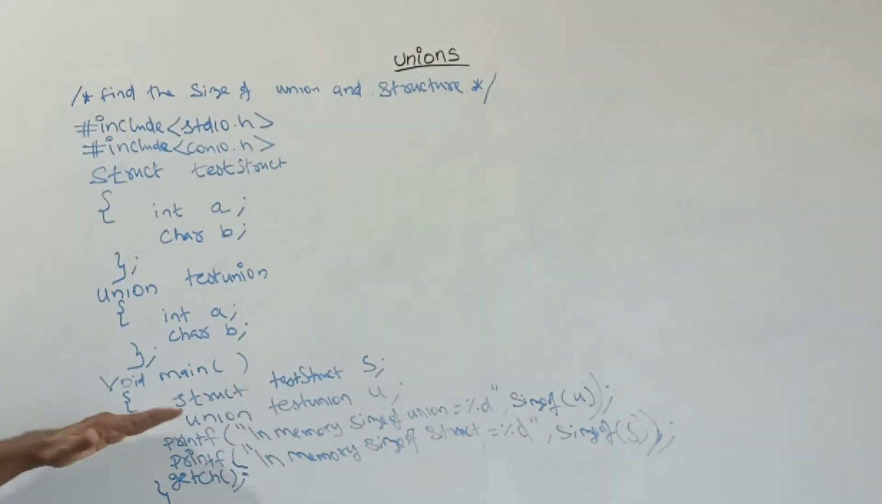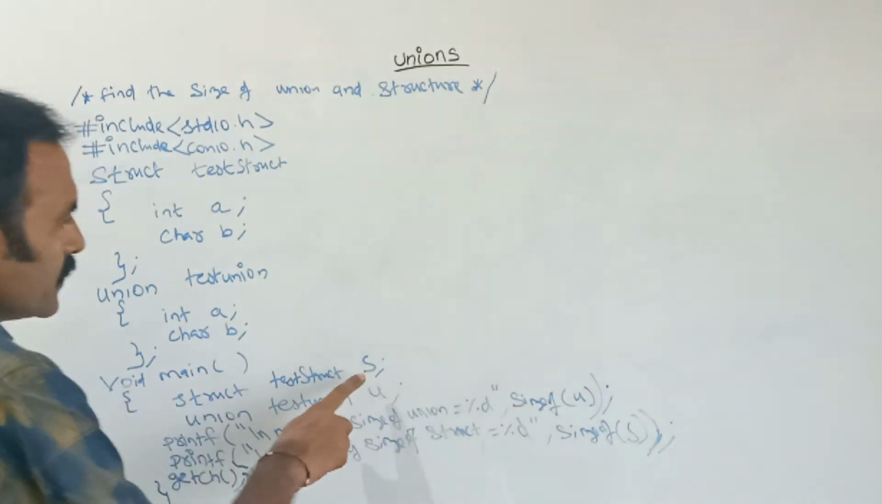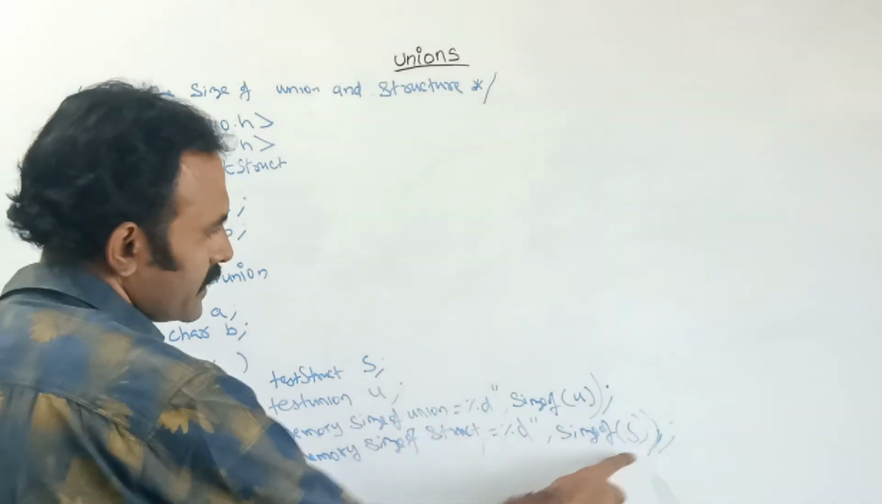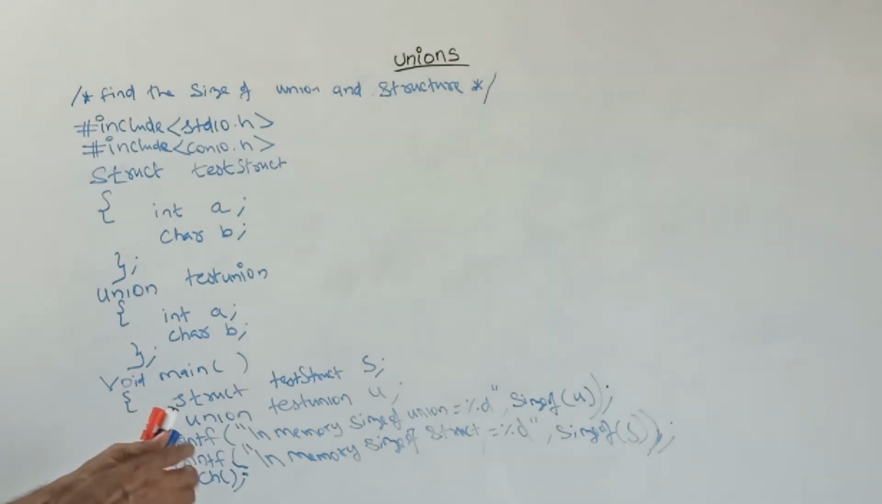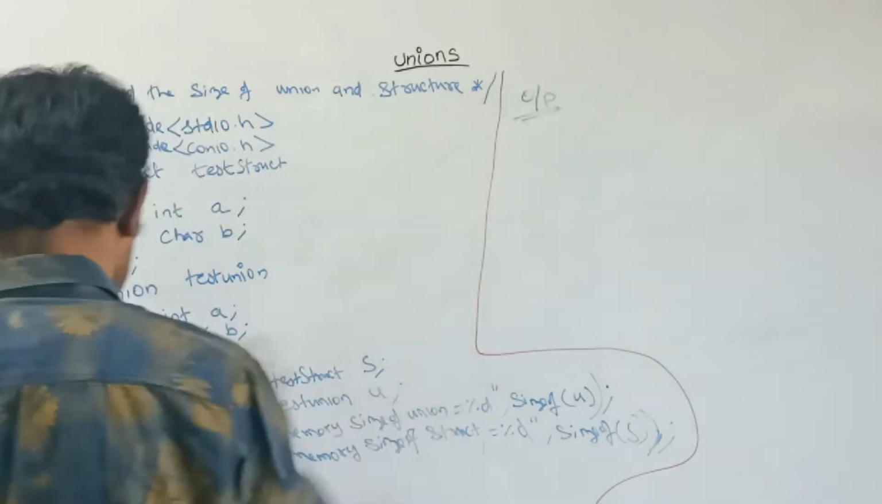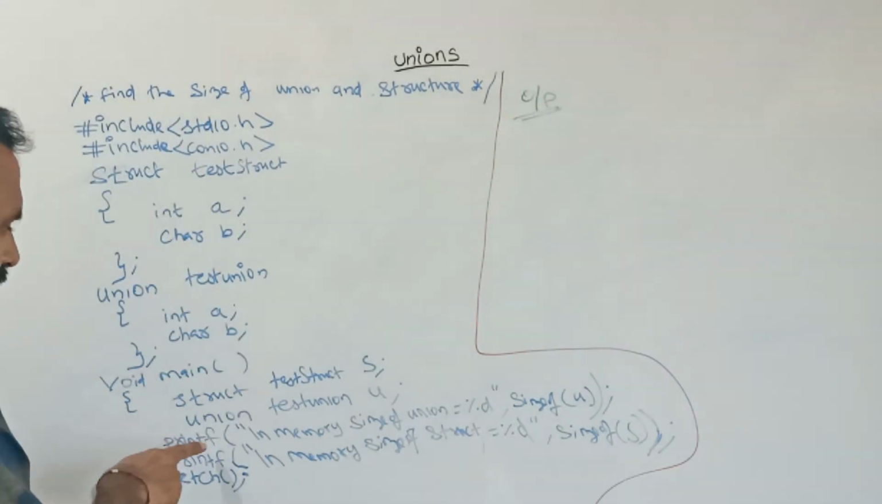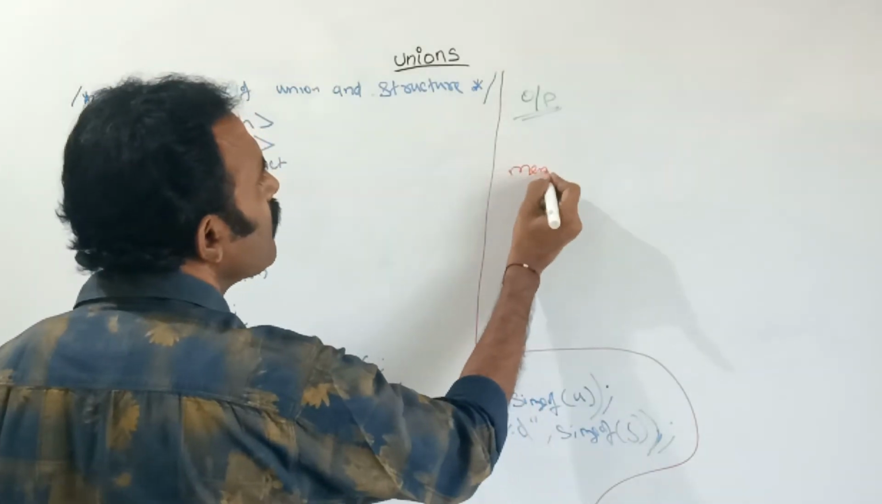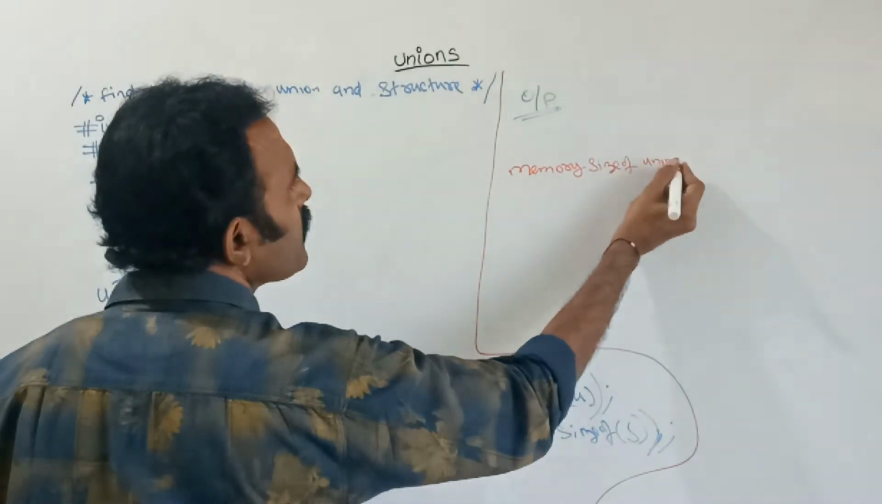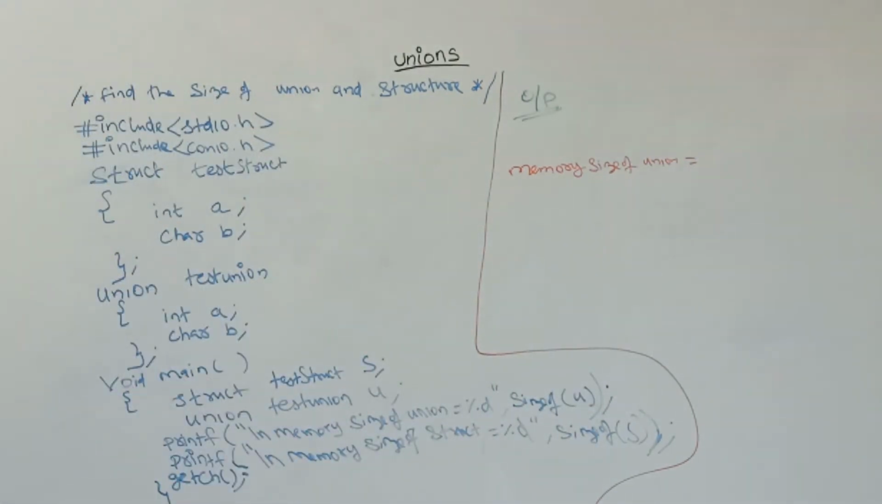Next step, here I am finding the memory size of this union, that is u. Next the memory size of the structure variable s. So now, let us see the output. In the output, very first it will print like this. Here I am telling it to print the memory size of union. The message will be printed like this.